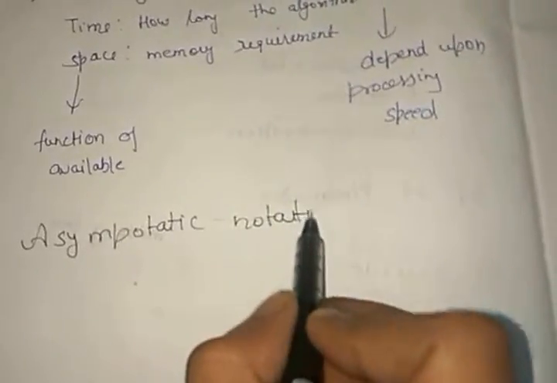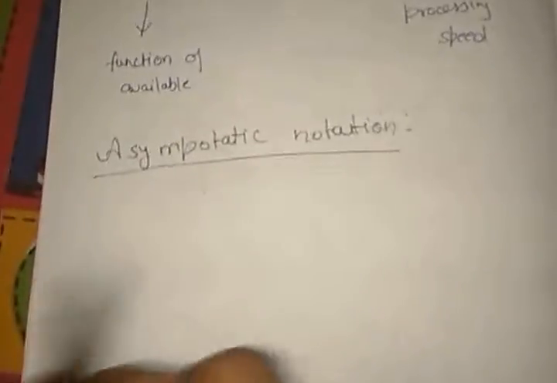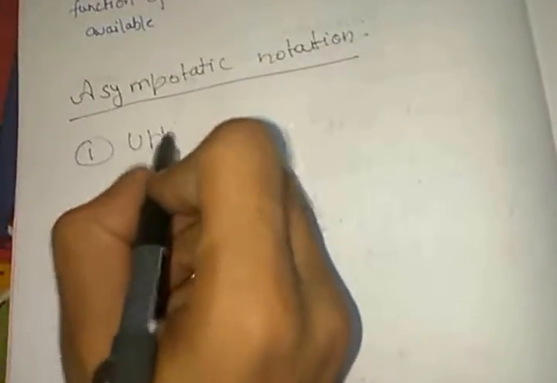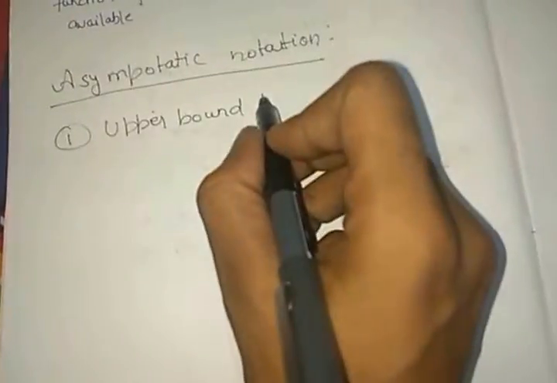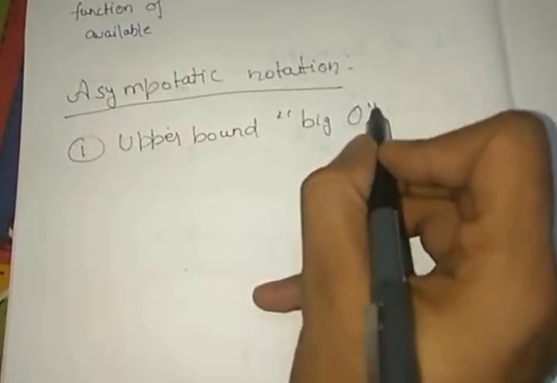Basically, asymptotic notations are notations which are used to find the upper bound, lower bound, or time complexity of an algorithm or a program. The first notation used to find time complexity is the upper bound. It is denoted by big O.